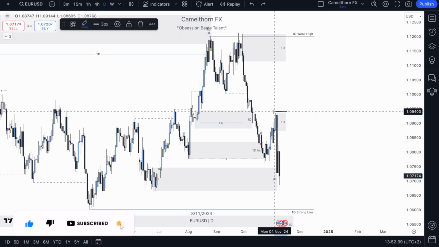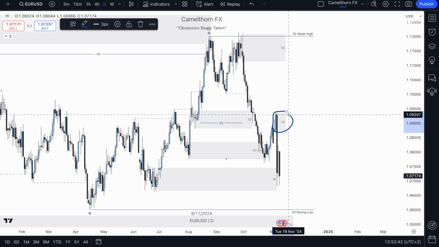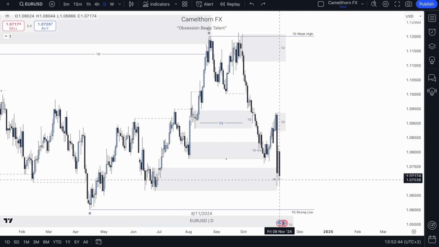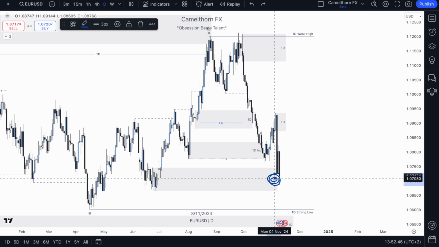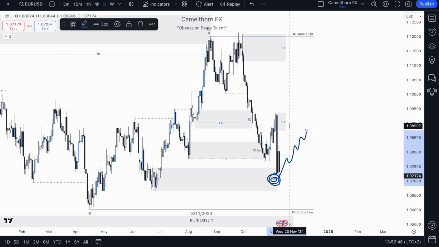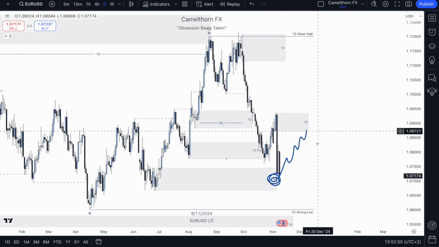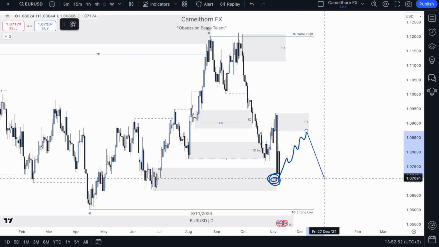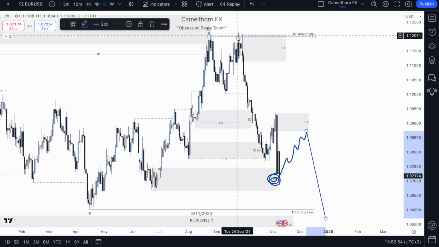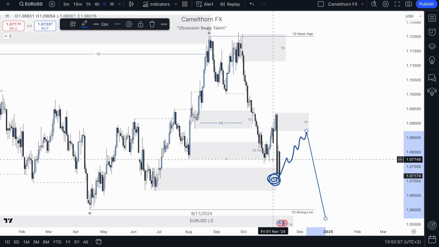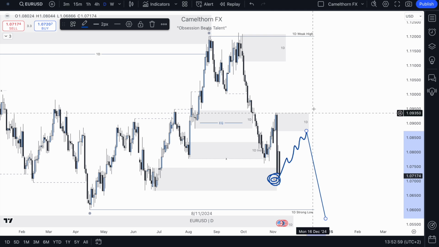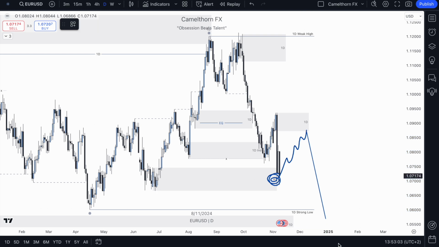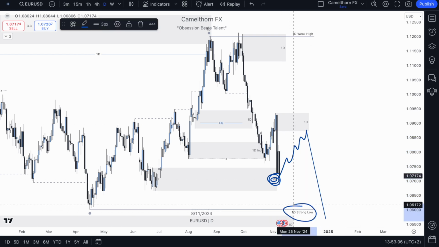You'll notice that I have this daily supply marked out. Depending on price delivery, as we come out of this demand zone, we could see price coming in to interact with this daily supply before a resumption of that underlying bearishness that we spoke about on the weekly time frame. This daily supply zone could potentially facilitate the violation of our daily strong low.